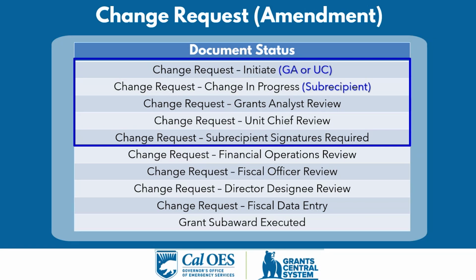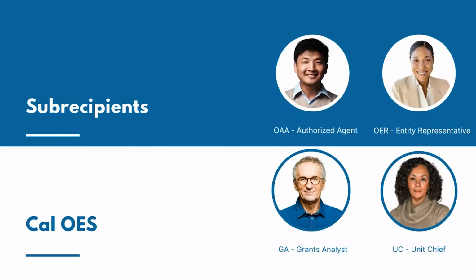These are the various status options or the document status terminologies in GCS. So here we will start with the players or those that will be involved in these first 5 steps that we're going to be covering.